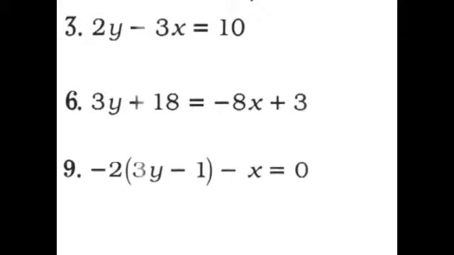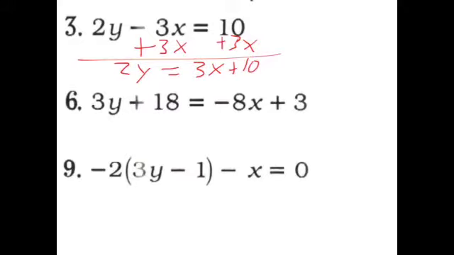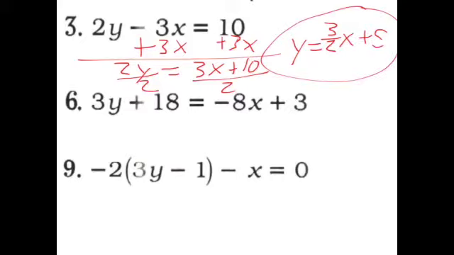Moving on to the last column on this one. Still need to get my y all by itself, so I'm going to do the opposite of subtract 3x. I'm going to add 3x to both sides of my equal sign. Make sure you do it to both sides of your equal sign. You'll get 2y, and on the right side you'll have 3x plus 10. Divide everything by 2, you'll get y equals, well, 3x divided by 2 is going to be 3 halves x, and then 10 divided by 2 is just 5, so I'm going to keep it as plus 5 there, okay? And that brings us to our next problem here.